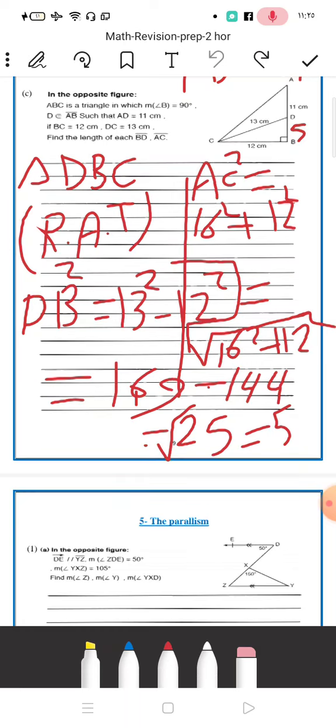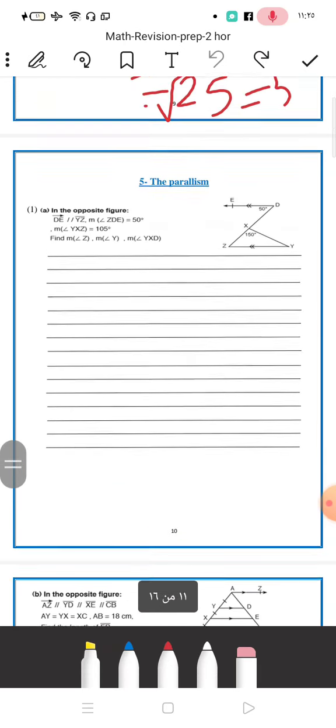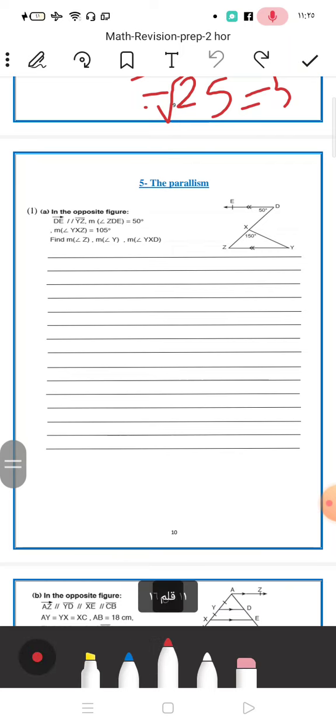Okay, now let's look at the other example here. In the opposite figure, DE is parallel to YZ, the measure of angle ZDE equals 50 degrees. The measure of angle YXZ equals 105. Find the measure of angle Z. We can find the measure of angle Z and the measure of angle Y.